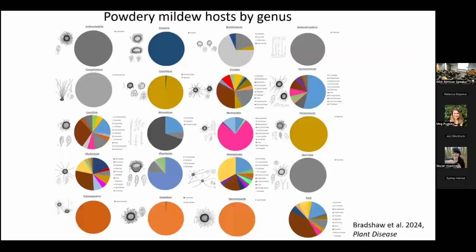And then here, this is just powdery mildew hosts by genus. Each different color is a host family, so a plant family. And what you'll notice is that some genera only have one color, so they're host specific to a single family of plants. And this is really common with powdery mildew. As molecular techniques are being refined and the more sequencing we're doing, the more host specific we're finding these organisms are.